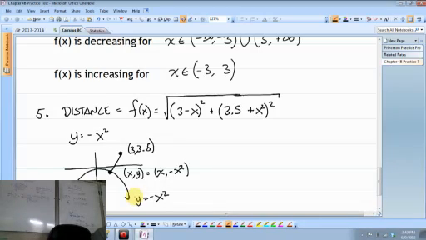They tell you, because the point is on the parabola. Any point on that parabola would be that. How do we graph a parabola? Well, it's negative x squared, so it's just a standard parabola shape, opening downwards.